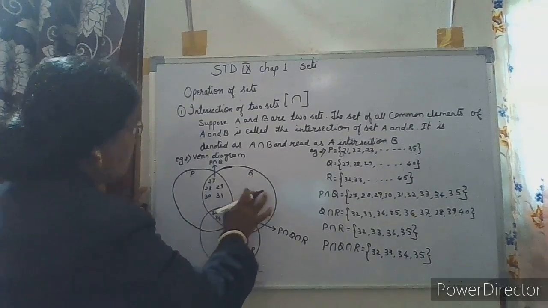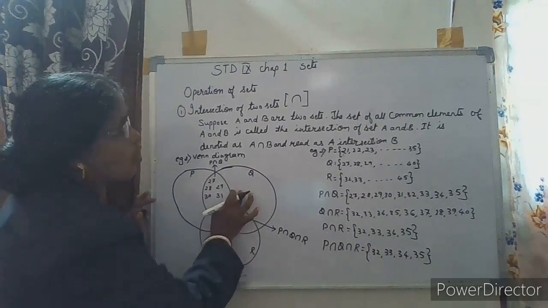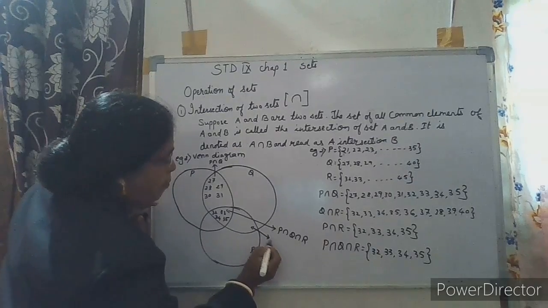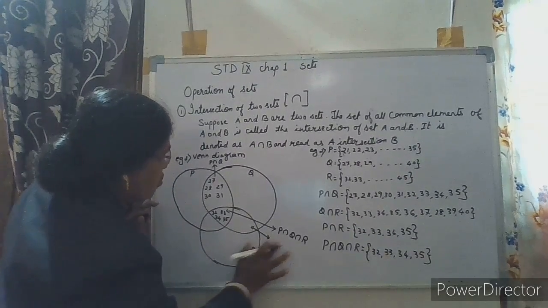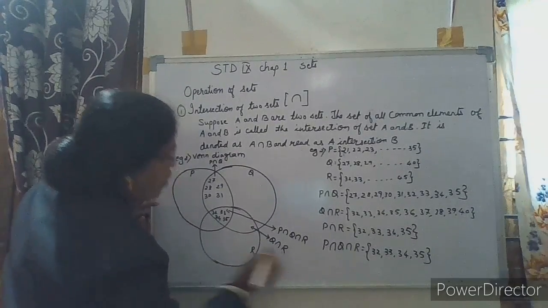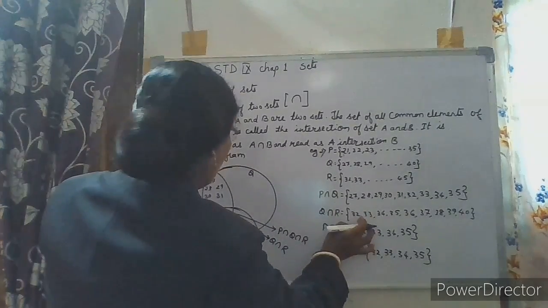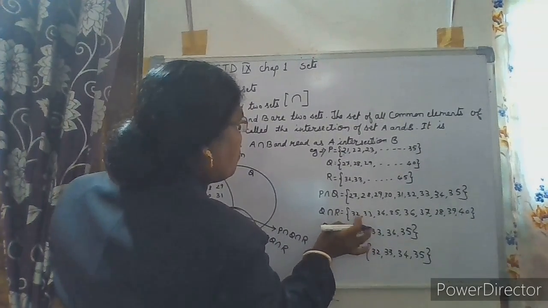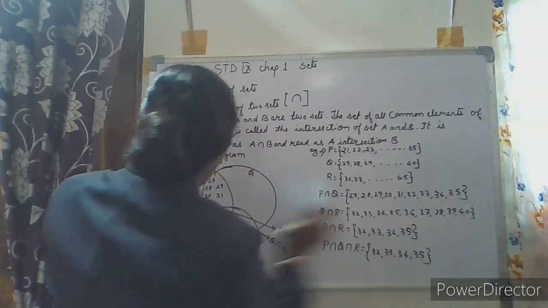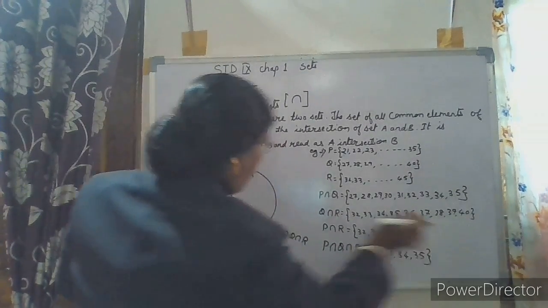Now come to this part. It is Q intersection R. This part is showing Q intersection R. Look at Q intersection R. It starts from 32 to 40. But 32 to 35 is already there. So we'll start from 36 to 40.